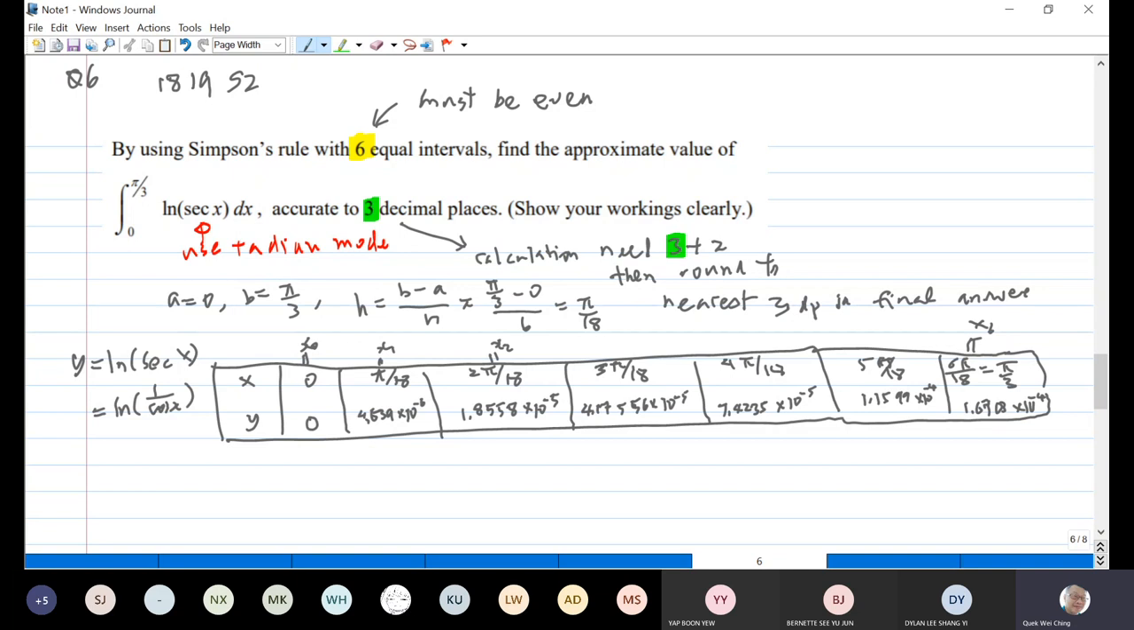So 4.639 times 10 to the minus 6, what does it mean? Basically, it is 4.639 divided by 10 to the power 6. So I'm going to use the calculator. Okay, 4.639 divided by 10 to the power 6 here.